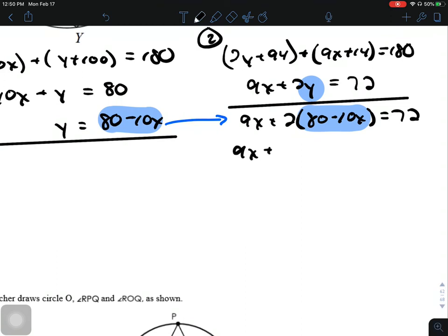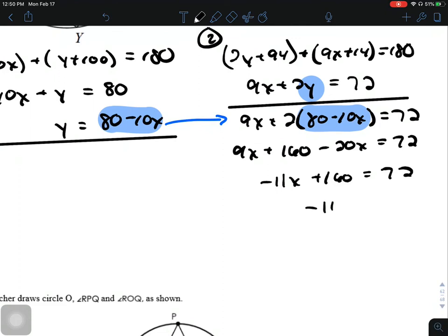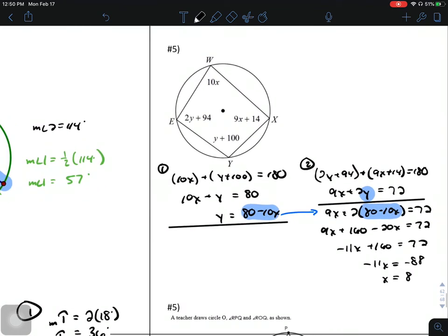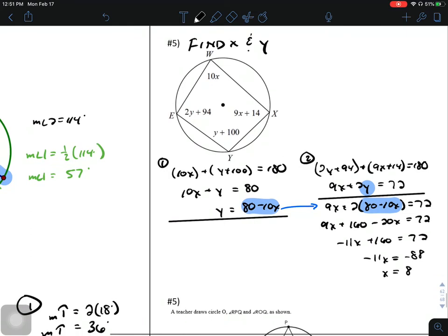Distribute. 2 times 80 is 160. 2 times a minus 10 is a minus 20. We combine like terms, we get negative 11x plus 160 is 72. If we subtract 160 from both sides, we get negative 11x equals negative 88, which makes x 8. Question? There was no question. Let's assume this question asks us to find the value of x and y. Should be directions. I apologize if there aren't.